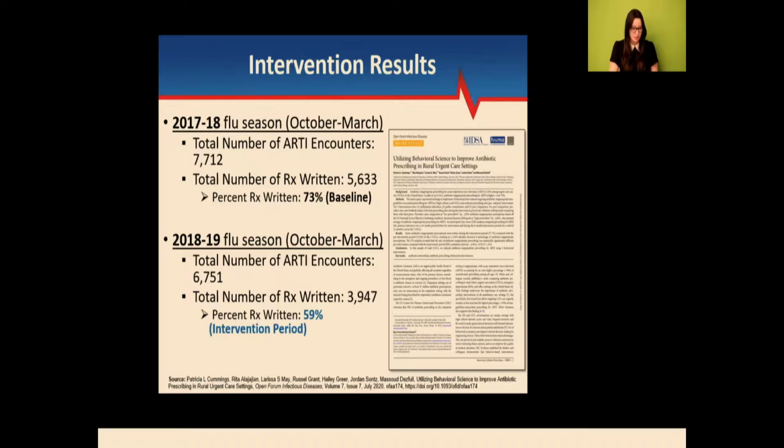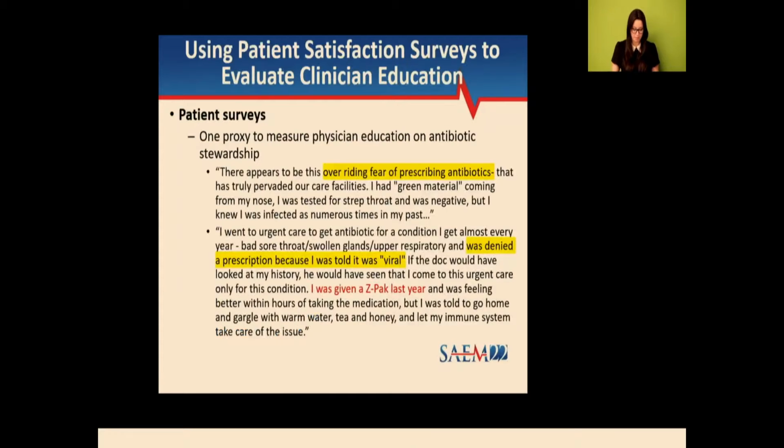So just looking at crude counts here, we had a reduction from 73% at baseline compared to 59% during the intervention, and we published these results in OFID. One other piece of data I want to mention is we use patient satisfaction surveys. We got very few patient complaints over the intervention period, but here you can see 2 examples.